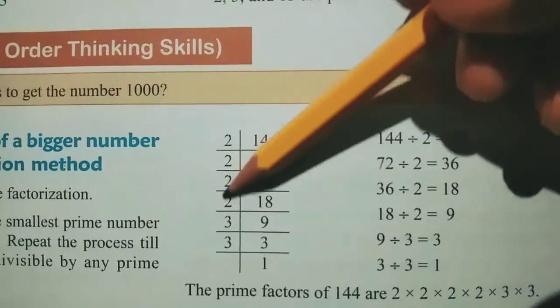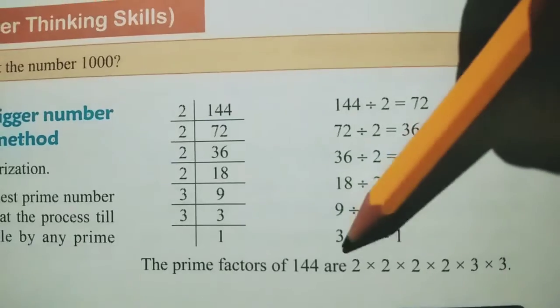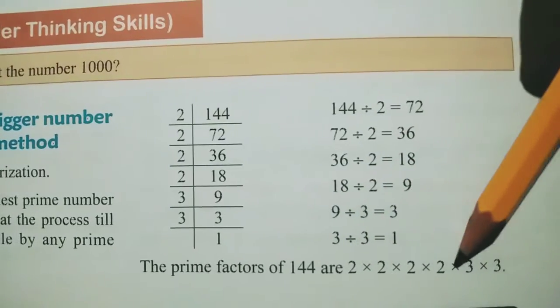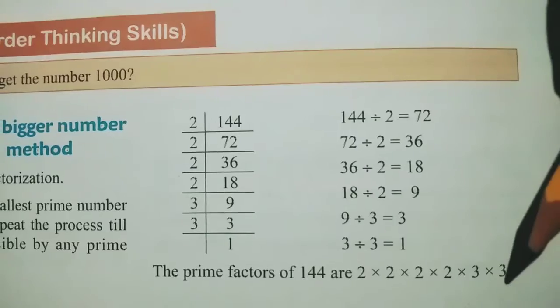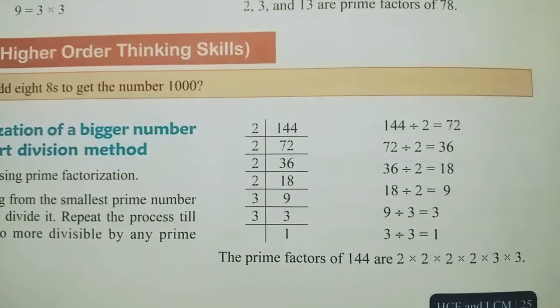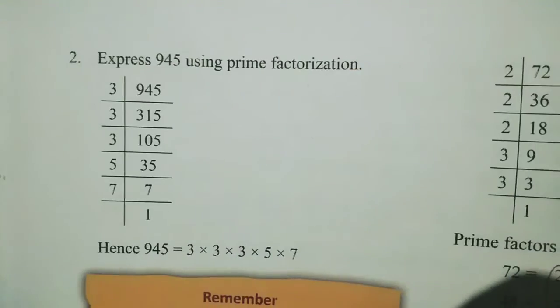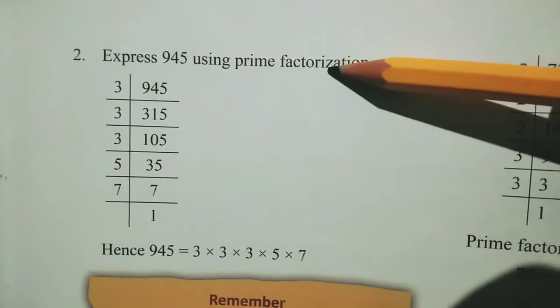So you have to write all these prime numbers in multiplication form. See, so the prime factors of 144 are 2 into 2 into 2 into 2 into 3 into 3. These all prime numbers you have to write. So this is the answer of this question. In this way you have to write the prime factorization using this short division method. Understood? So on the next page it is given, express 945 using prime factorization.